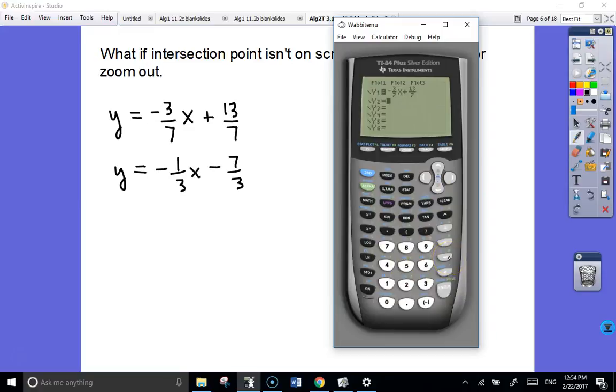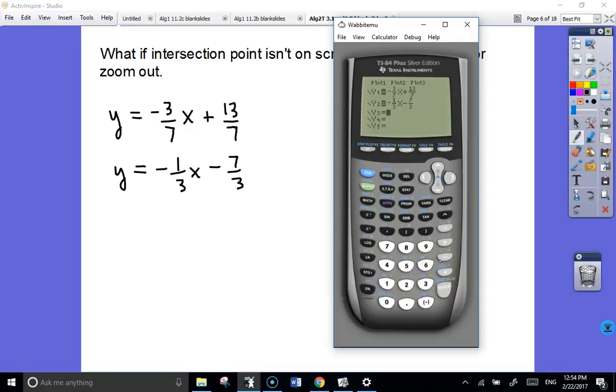Okay, for the next one, -1/3. Negative alpha y equals 1. That'll be 1 divided by 3. X minus 7 alpha y equals 1, 7/3.